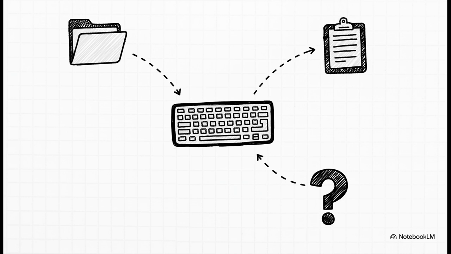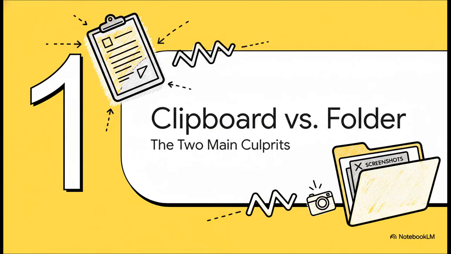Okay, so here's the first and most important clue you need to understand. Windows doesn't just have one single secret folder for all your screenshots. No, that would be too easy. The hiding spot depends entirely on the method you use to capture the image. The key you pressed is literally the key to finding your file. So let's kick off our investigation with the two most common methods, which, surprise, surprise, are also the two main culprits behind all this confusion, the clipboard and the actual screenshots folder.